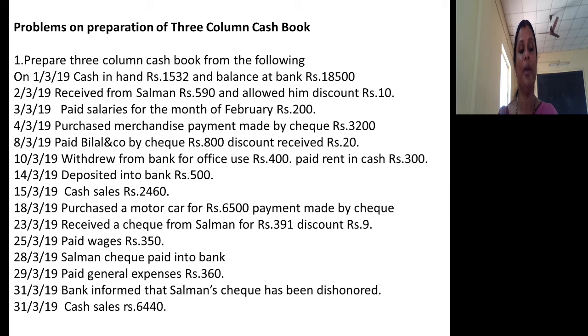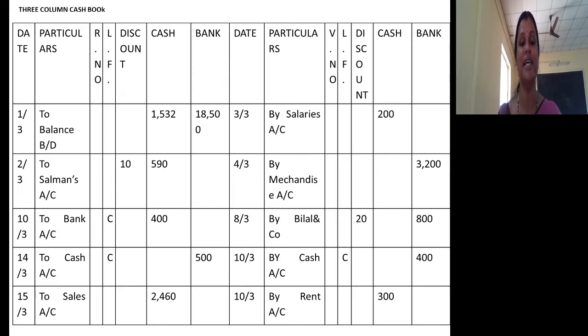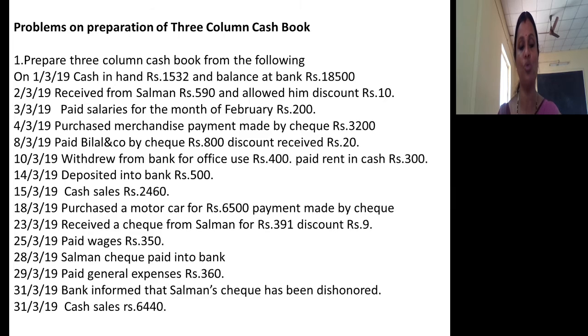Next one, paid salary for the month of February, rupees 200. So February salary is paid in cash. So what's the journal entry? Salaries account debit to cash. So on credit side of cash column in cash book, by salaries rupees 200.